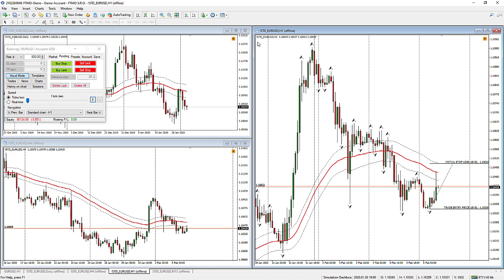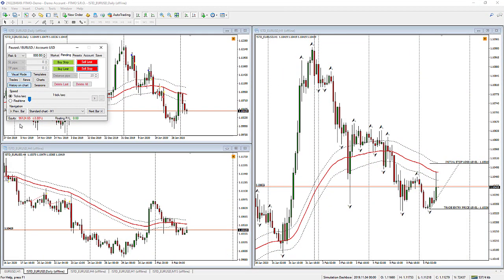Using a scaling out technique like this one would help you to remain disciplined, since it's going to drastically reduce the likelihood of taking revenge trades out of anger whenever you see price blow past your profit target, as you sit there and agonize over how much more profits you would have made if only you held on to your trading positions. Here's an example of exactly what I'm talking about.